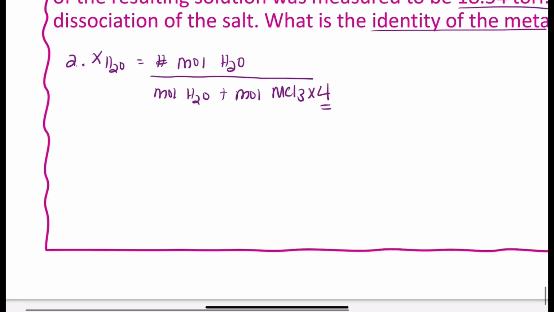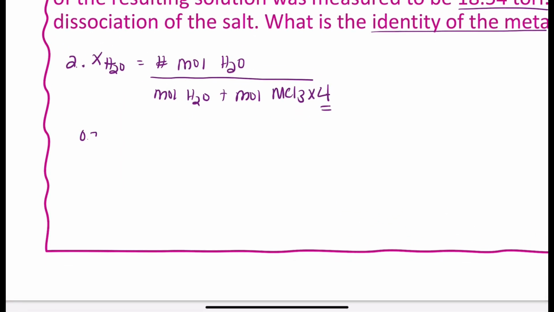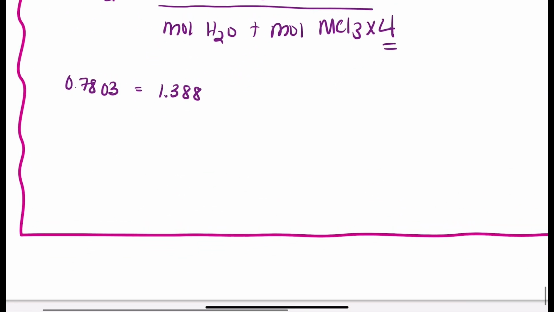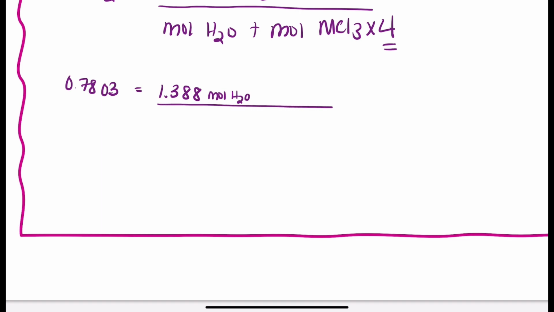Substitute in what I know. I know my mole fraction is 0.7803. I know my number of moles of water is 1.388. How do I know that? Because I know how many grams of water I've got. I just converted that 25.02 into moles. So 1.388 moles of water divided by 1.388 moles plus x times 4. I don't know the moles. That's what I'm trying to find, the moles of that unknown.